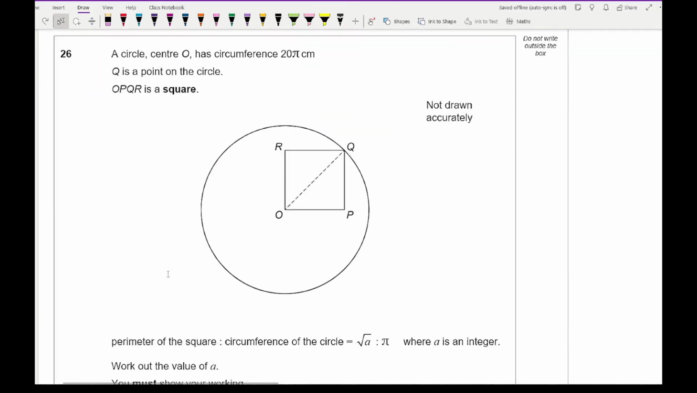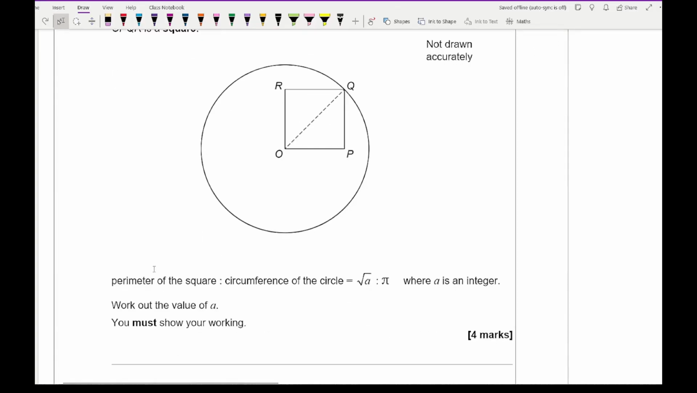Then moving on to question 26, it says that a circle with centre O has a circumference of 20 pi. Q is a point on the circle and OPQR is a square. It says the ratio of the perimeter of the square to the circumference of the circle is equal to √a to pi, where a is an integer. And the question is asking us to work out the value of a.